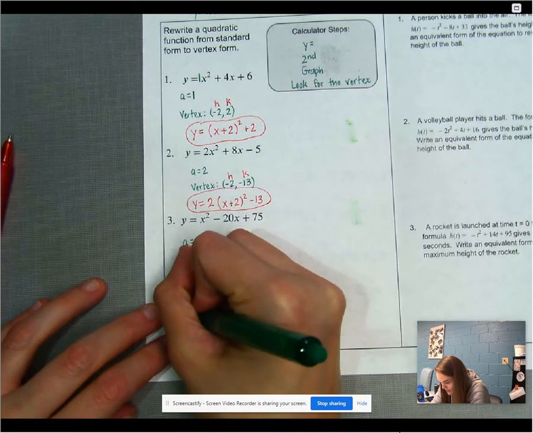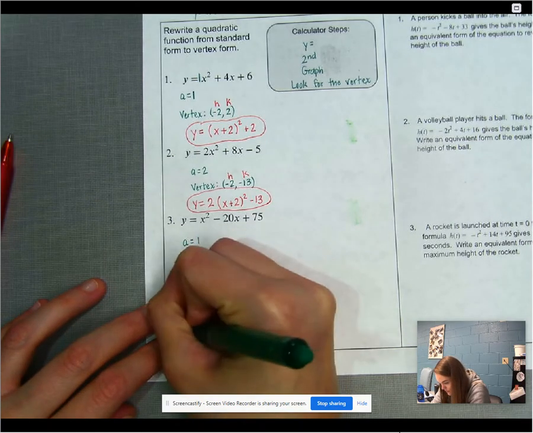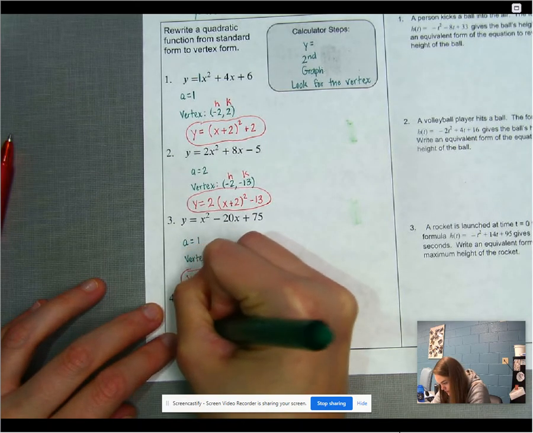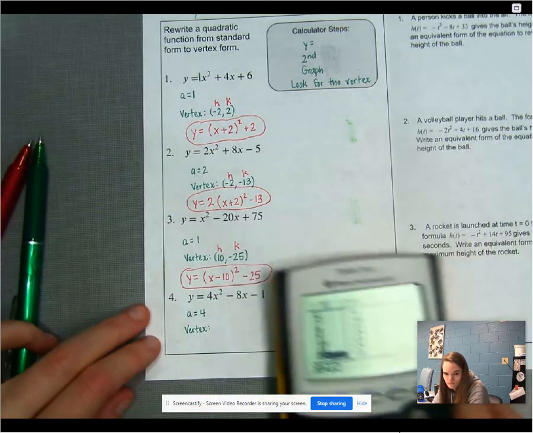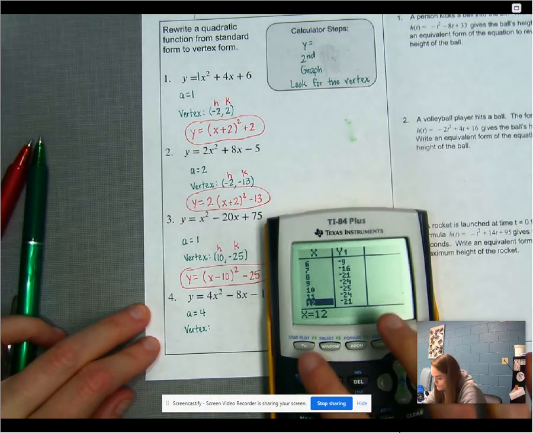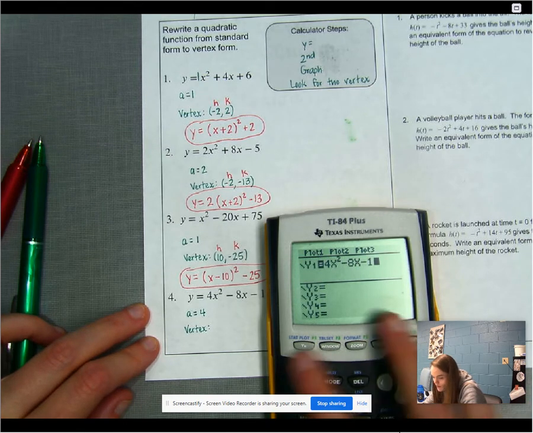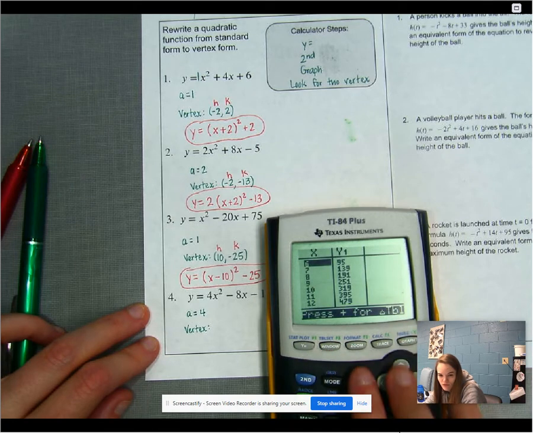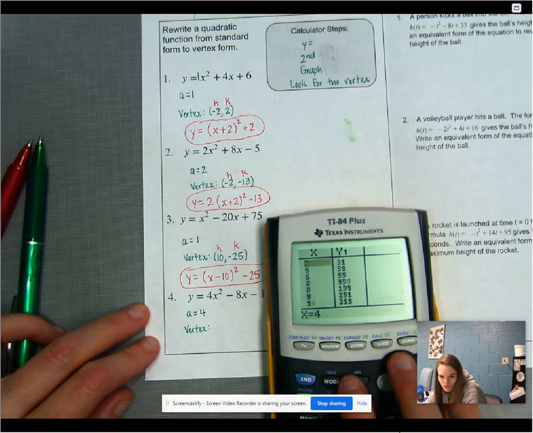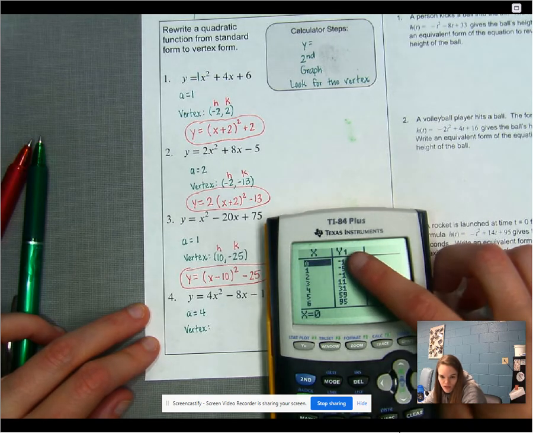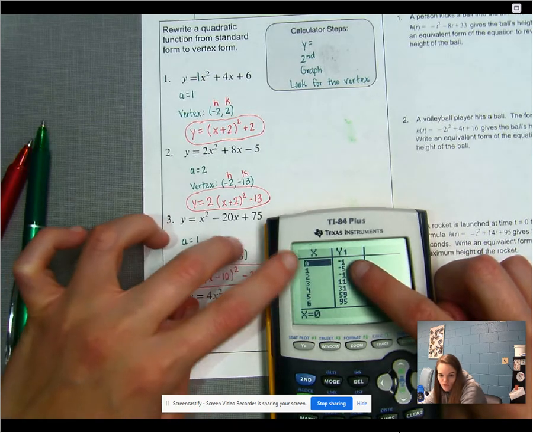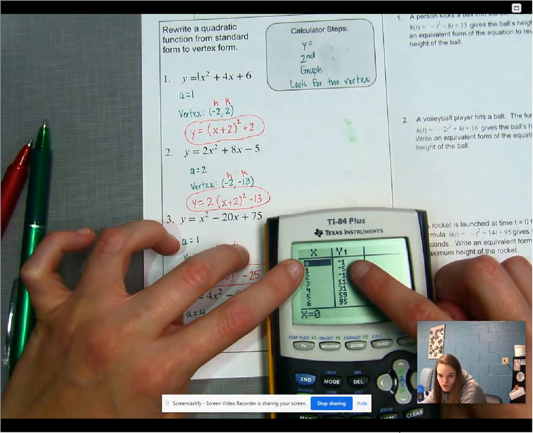Number 4, A equals 4, and the vertex we have to find. Y equals, clear, 4x squared minus 8x minus 1. Second graph. I don't see it there. Let's go up to some smaller numbers. No, right here. Negative 1, negative 1. So the vertex is in between, 1, negative 5.